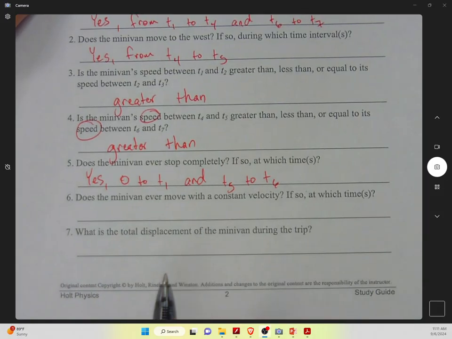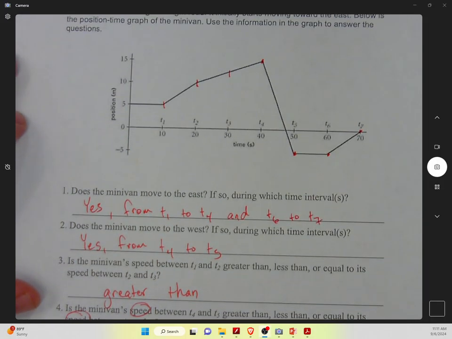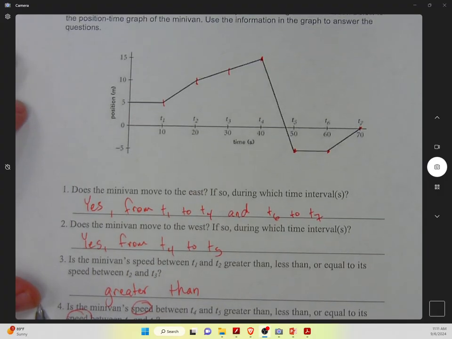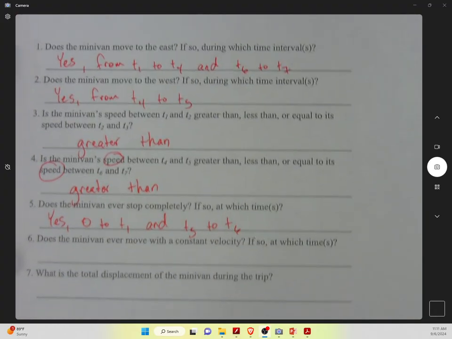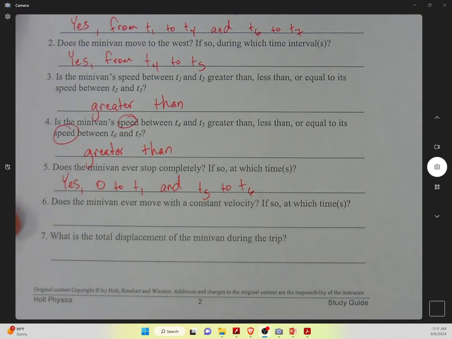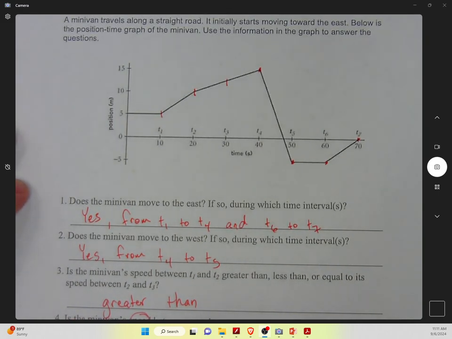Number 6, does the minivan ever move with a constant velocity? If so, at which times? For this one, you have a lot to choose from. Okay, so any time in the movement of the minivan where there's no change in slope. Okay, so any time where the slope remains the same. So yes.